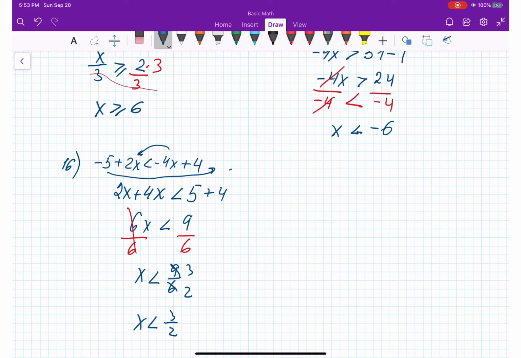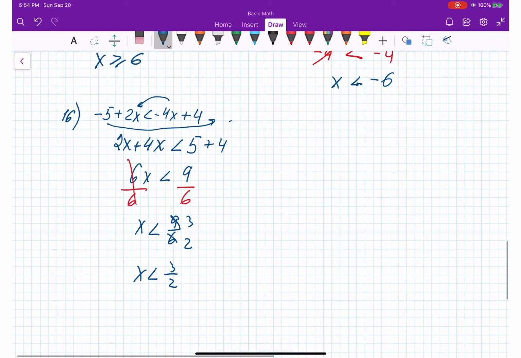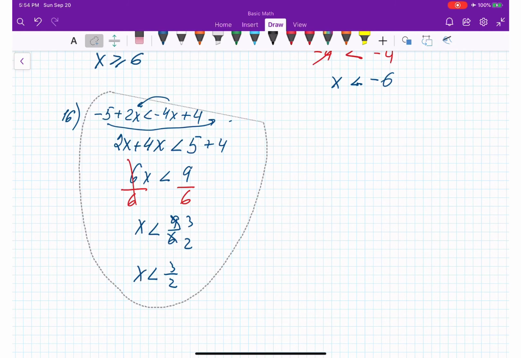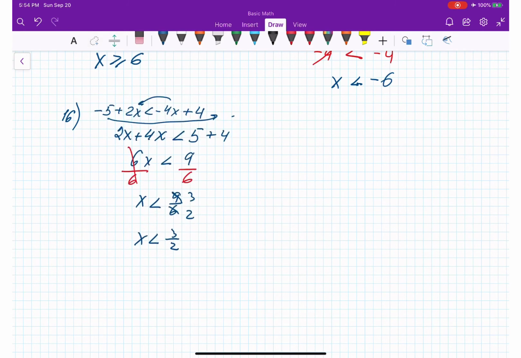Okay, let's see what's next. To build the graph, let me make it. 3 over 2. If I want to draw the graph, let's assume this is 3 over 2, but I put an empty circle because the equal sign is missing, and less than, it's going to go this way.